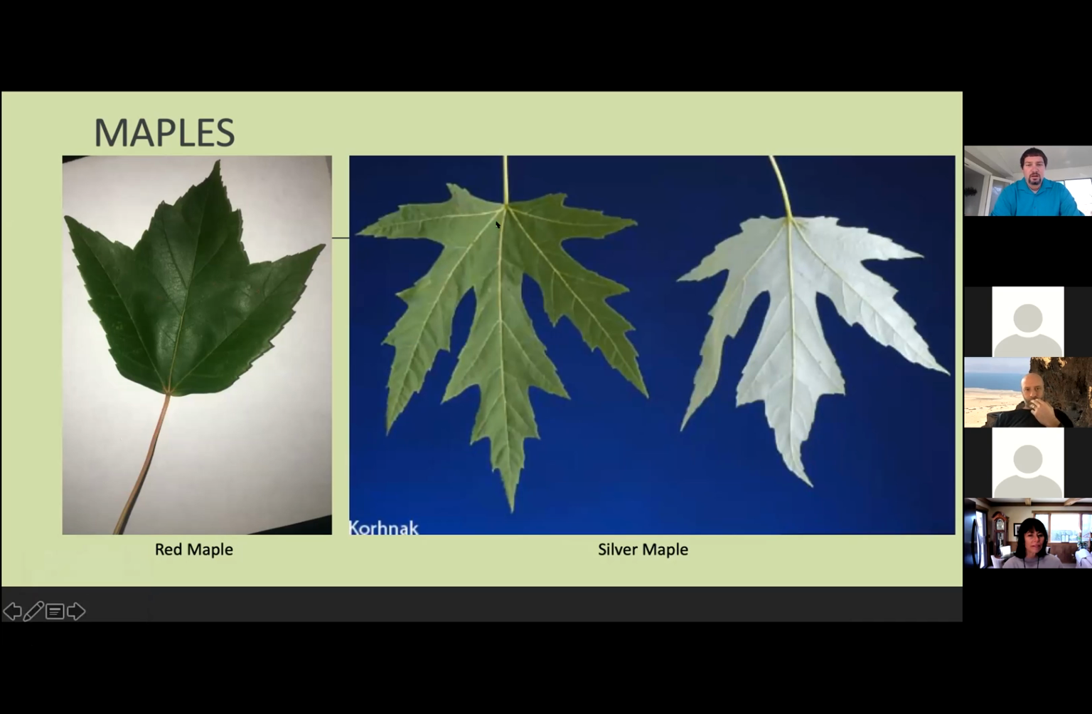Silver maple is similar to a lot of the other ones, but if you notice those fingers or those lobes on the leaves are really well defined and they've got really deep cut-ins. So once you get out there and you start looking, they're pretty easy to spot as well.